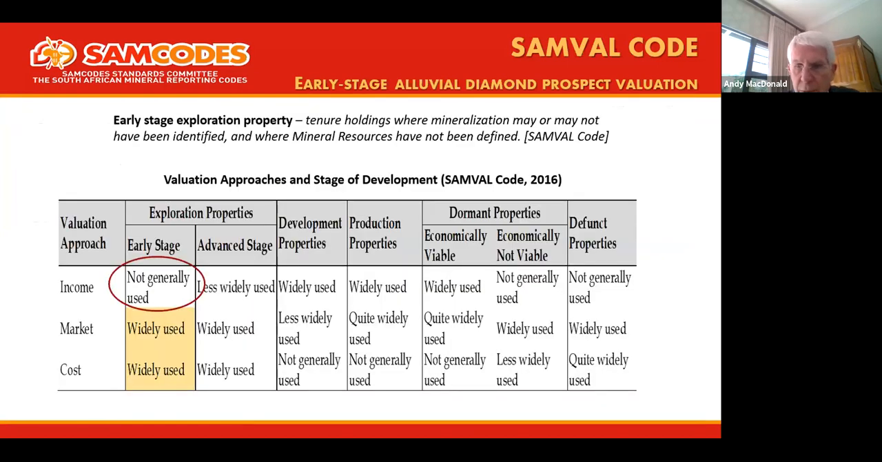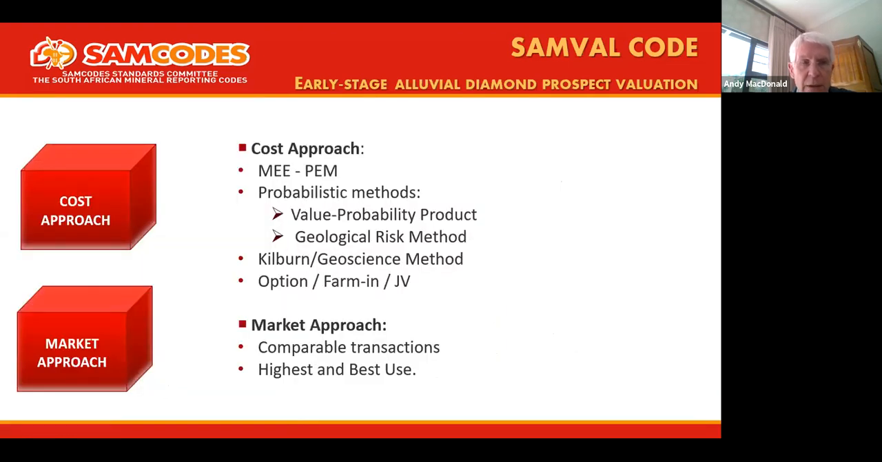You would have seen the slide earlier with Vaughan. Because we have an early stage exploration property, the income approach is not applicable to value this property, but the market and cost approach, as you see at the bottom down here, are the appropriate approaches to be used. In terms of the cost approach, you've got the multiple of exploration expenditure, or the prospectivity enhancement multiplier, as it's called. There's probabilistic methods that we'll look at too. There's the Kilburn Geoscience method, and then the option farm-in joint venture approach. And then on the market approach, I'm going to look at comparable transactions and highest and best use. Now, all of these terms are what Vaughan showed earlier.